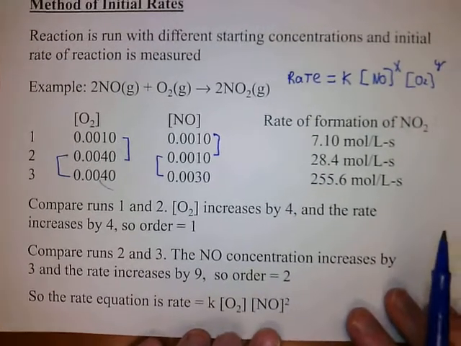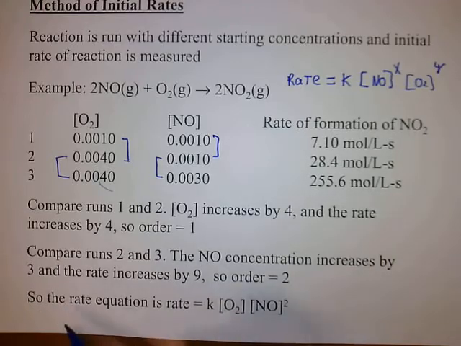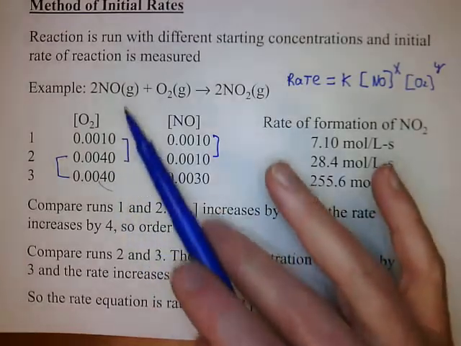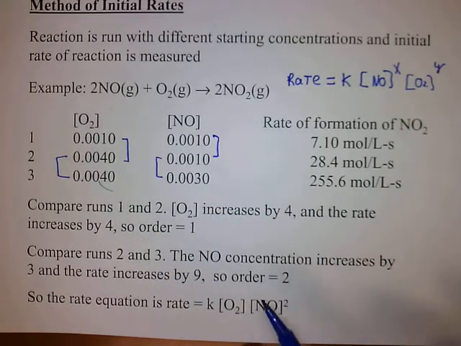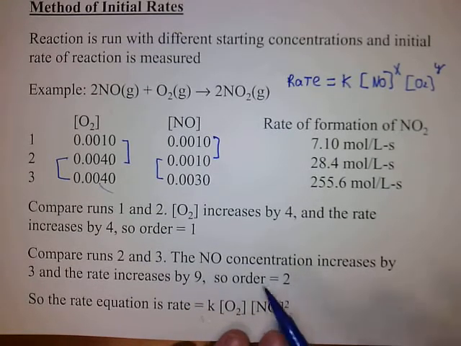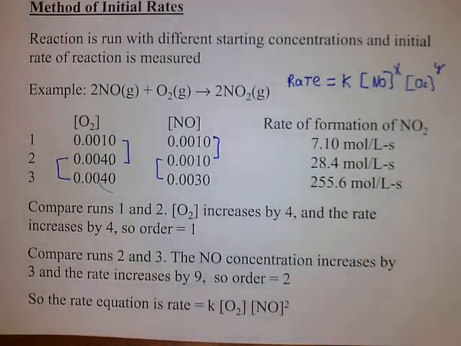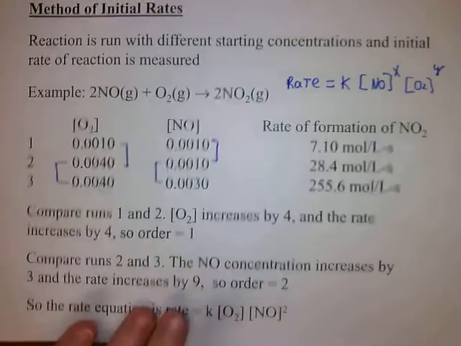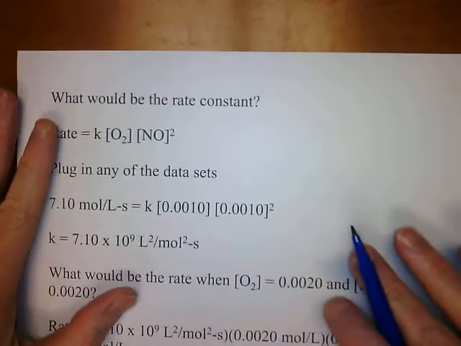Now we know that our rate equation is rate equal to some constant K times the concentration of O2 times the concentration of NO squared. That's our rate law. So now, by plugging in data, we can figure out what the rate constant is, and that's the next part of the problem.